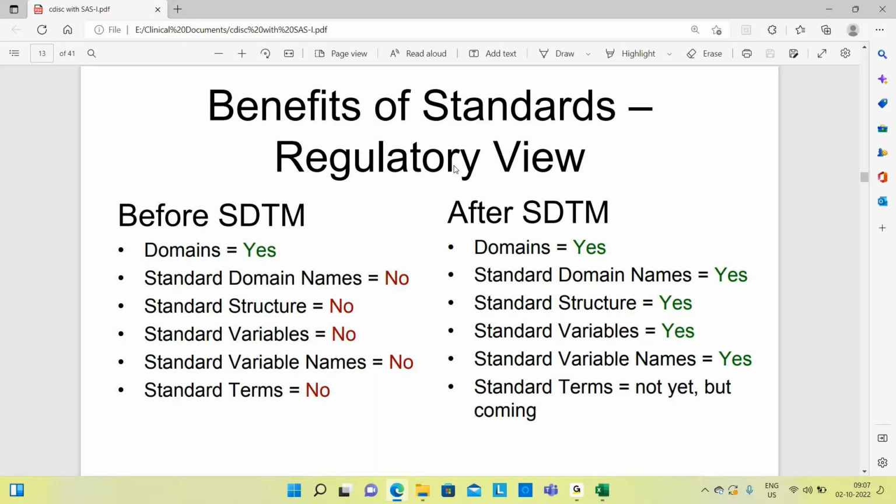Benefits of standards, regulatory view. Before SDTM, after SDTM. So before SDTM, you can see. I want everyone to go through this slide. If you go through this slide, you can understand easily.